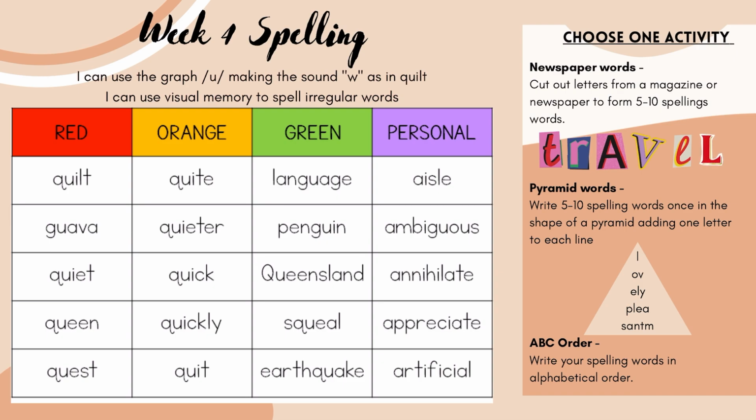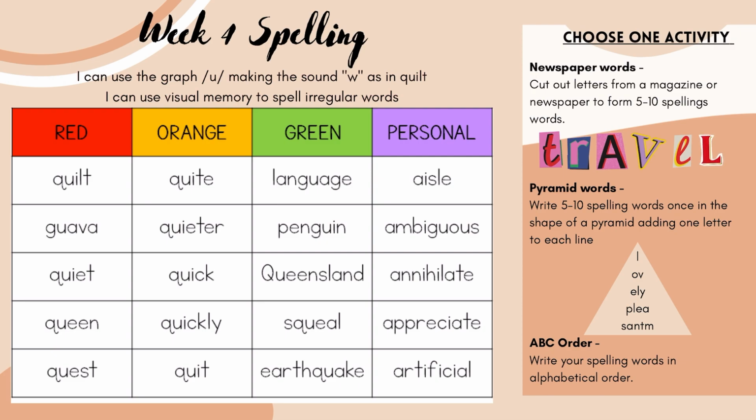Okay, in our red column, we have quilt, guava, quiet, queen, and quest. In our orange column, we have quiet, quieter, quick, quickly, and quit. In our green column, we have language, penguin, Queensland, squeal, and earthquake. And in our personal words, we have aisle, ambiguous, annihilate, appreciate, and artificial.